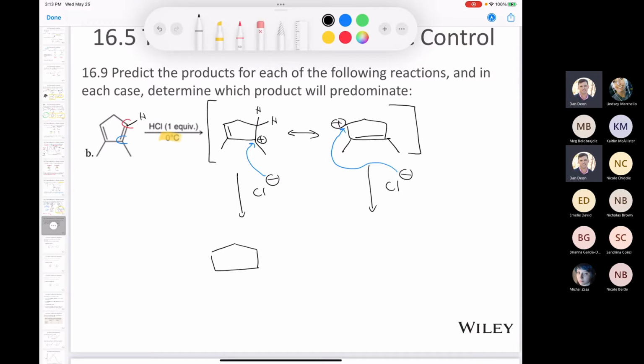So for this one, we end up with this. I'm not going to worry about the stereochemistry this time, it doesn't matter. All the question is asking about is the kinetic and thermodynamic product. There we go. So I'll call the first one A, and I'll call this one B. Could anybody tell me which one of these would be the 1,2 adduct? Would it be A or B?